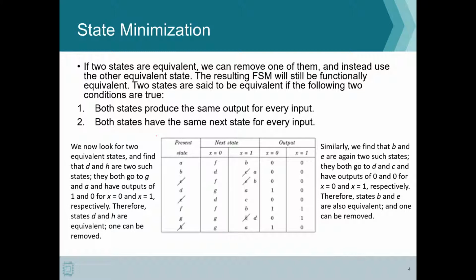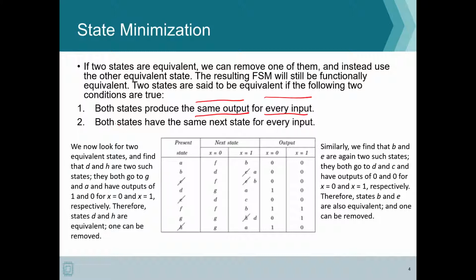So what defines equivalency? Two states are equivalent if both states produce the same output. That's the first condition you need to check. If the outputs are different, then the states are not equivalent. If it's a Mealy machine, they should produce the same output for every input. In the case of a Moore machine, the output is not dependent on the input, so they will have the same output.